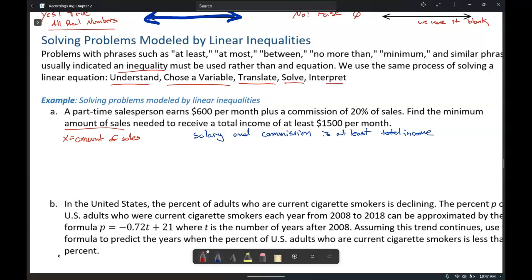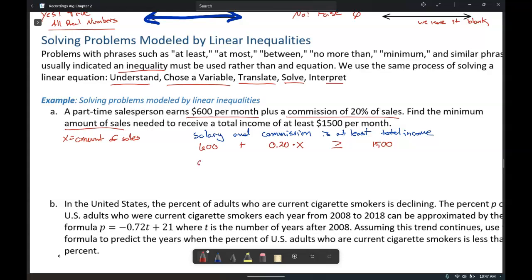And so we can go through the problem and say, okay, this salesperson earns $600 per month plus a commission of sales. So whether or not they sell anything, they're earning $600. And plus their commission will be 20% of their sales. That's our variable. At least represents the inequality greater than or equal to. That needs to be more money. It needs to be that amount of money or more. The desired income is $1,500.